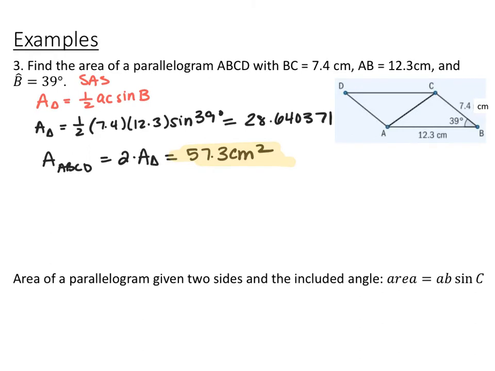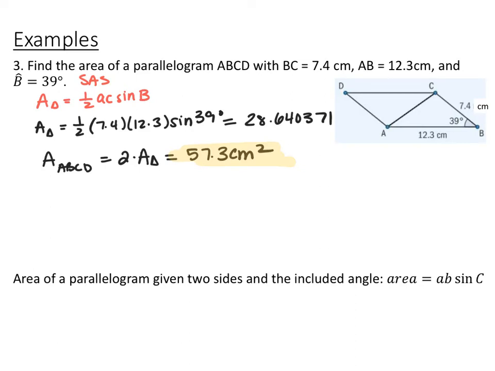The way that I did it is I found the area of triangle ABC, and then I just doubled it because these two triangles inside the parallelogram are going to be congruent. We have a side angle side triangle, so the area would be 1/2 AC sine of B, where A is 7.4, C is 12.3, and angle B is 39 degrees. So the area of triangle ABC would be 28.640371 centimeters squared. Then again, I just doubled that to get the area of the parallelogram and got that to be 57.3 centimeters squared.